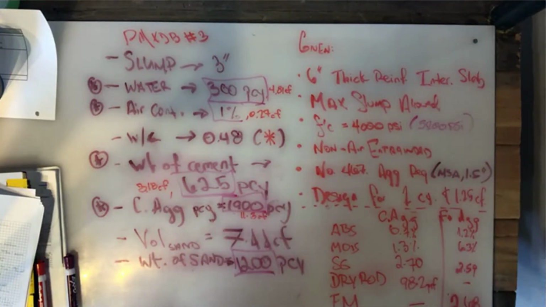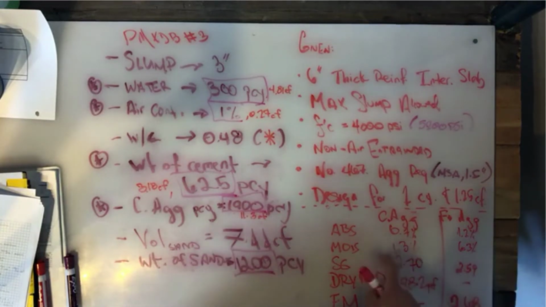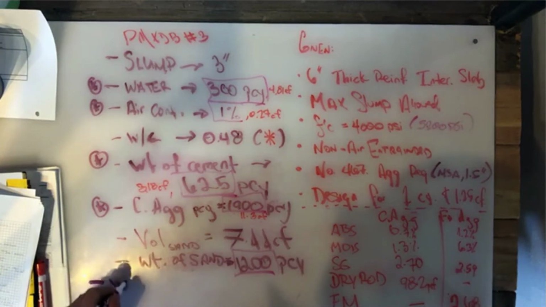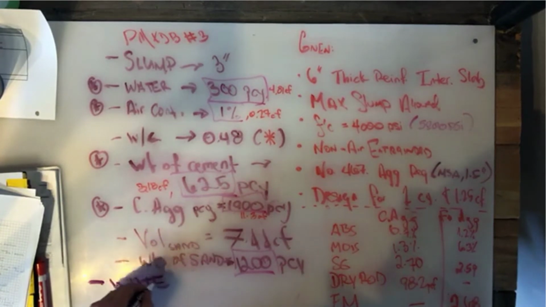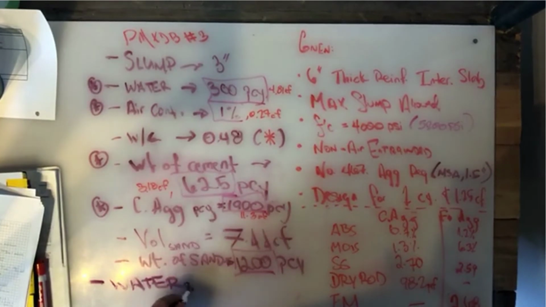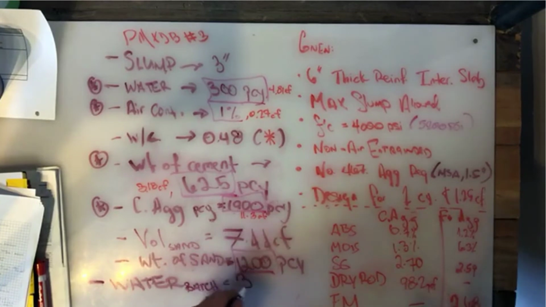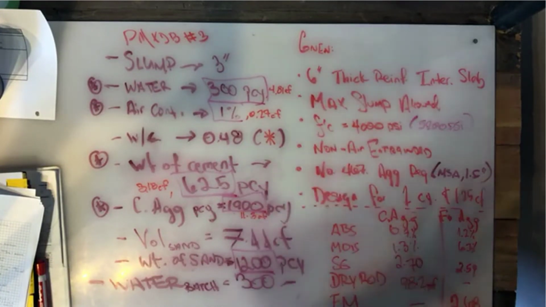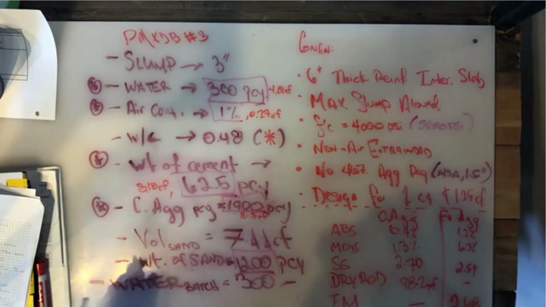Now listen, this is a benchmark. We've got to do the moistures and the absorptions. I'll show you how to do it. You start off with, here we're going to go with water. We have this design water of 300 pounds per cubic yard, but we want our batch water, right? And listen, with all these numbers that I give you, you've got to try this out in the lab. This is not going to be right for your material. This is going to be a good benchmark, a good place to start.